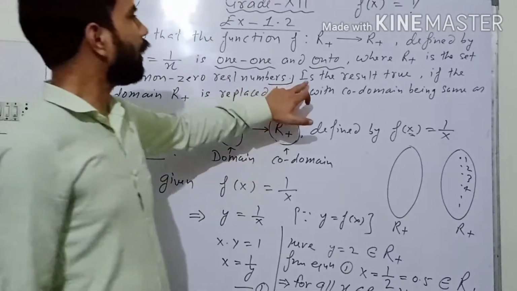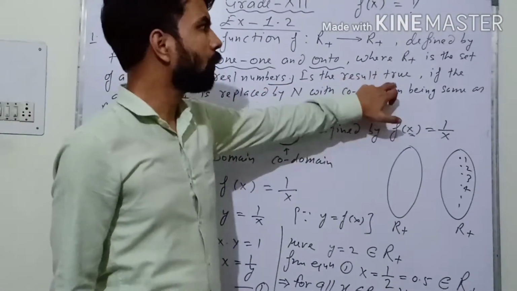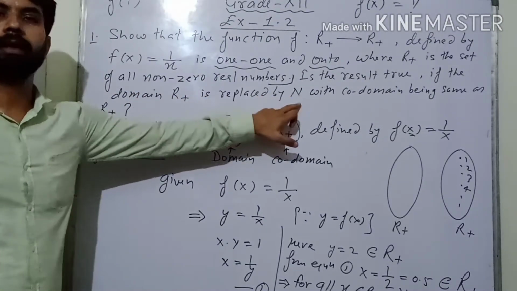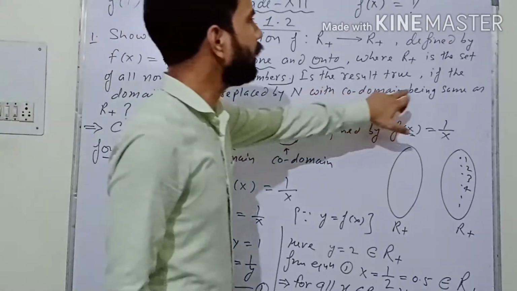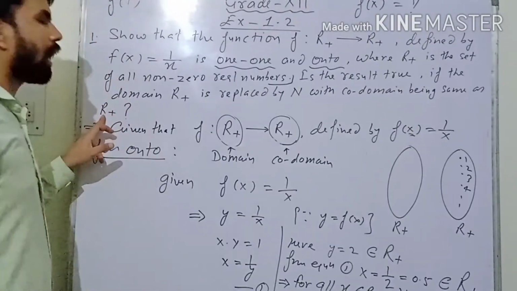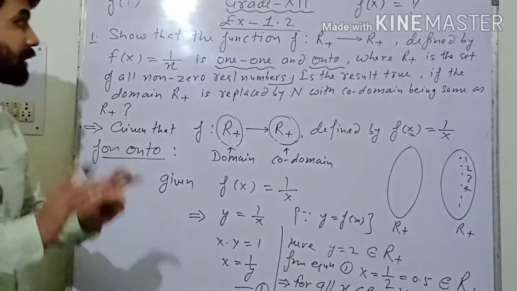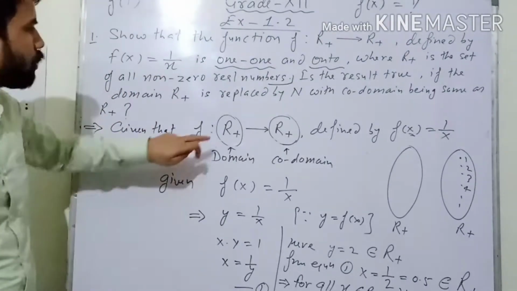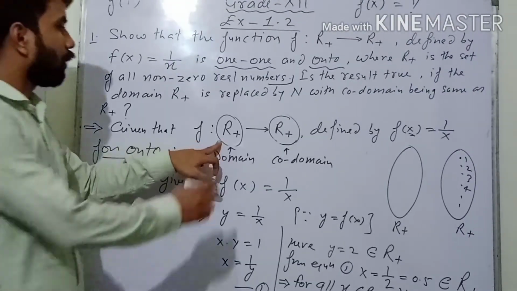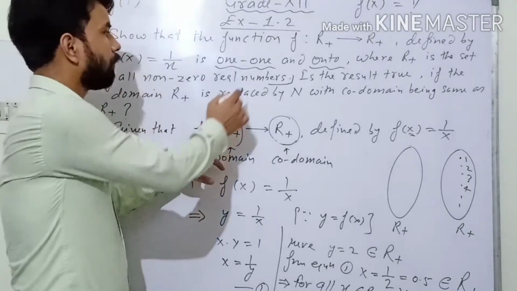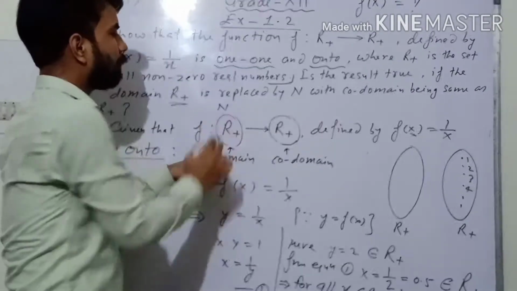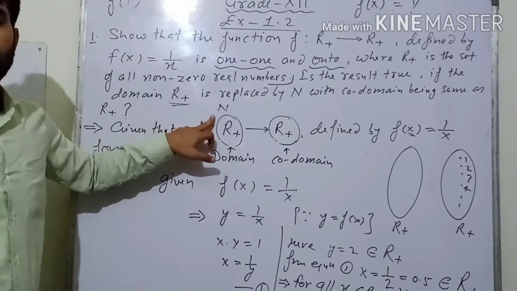Now the second part: is the result true if the domain R positive is replaced by N, with the codomain being the same as R positive? The question is saying, will the result still be true when we replace its domain, which was R positive here, by N? That means instead of R positive, we will replace it with N.